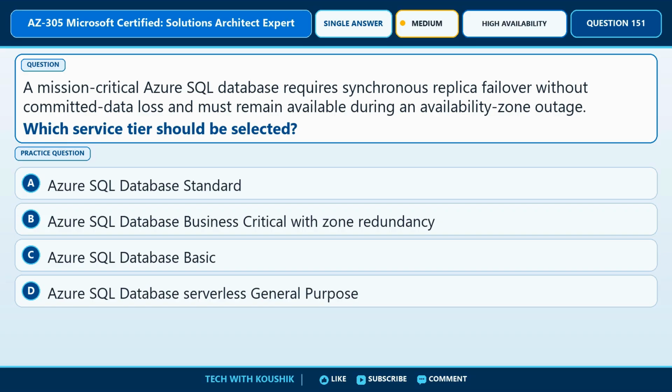Review the options. Choice A: Azure SQL Database Standard. Choice B: Azure SQL Database Business Critical with Zone Redundancy. Choice C: Azure SQL Database Basic. Choice D: Azure SQL Database Serverless General Purpose.